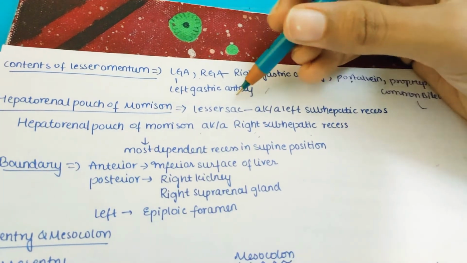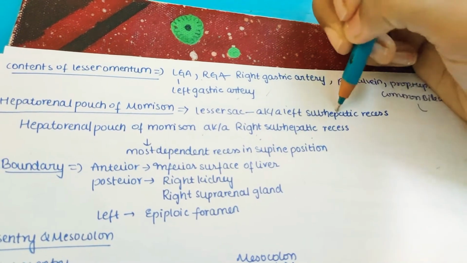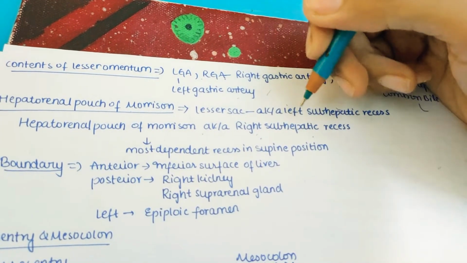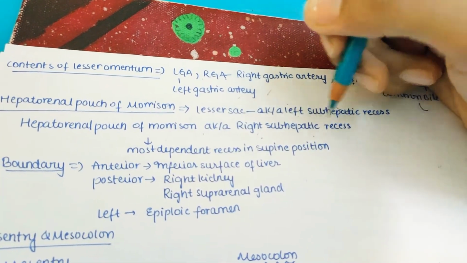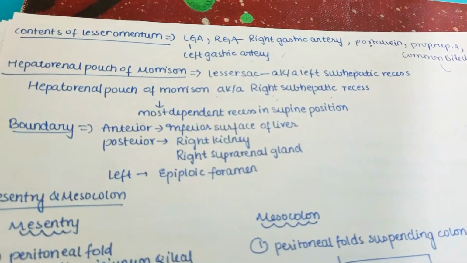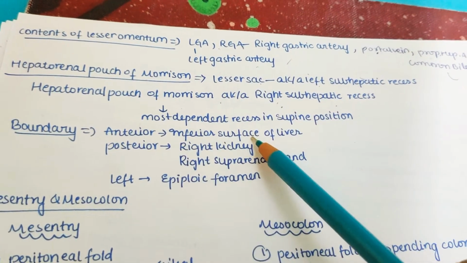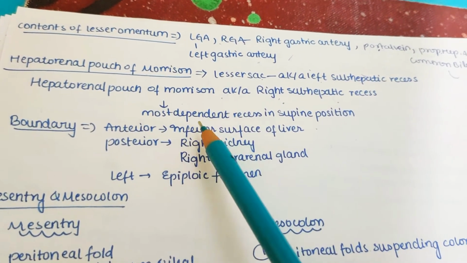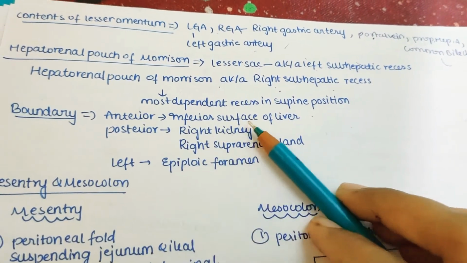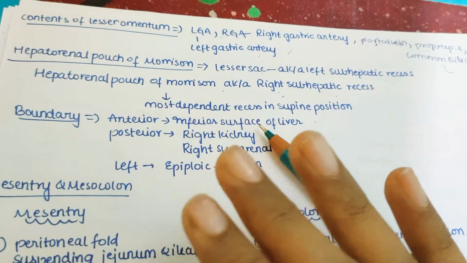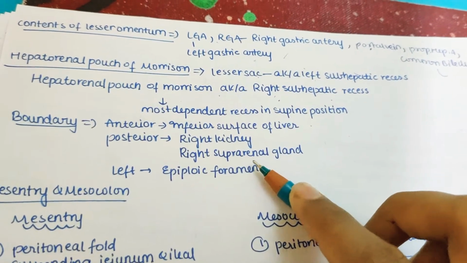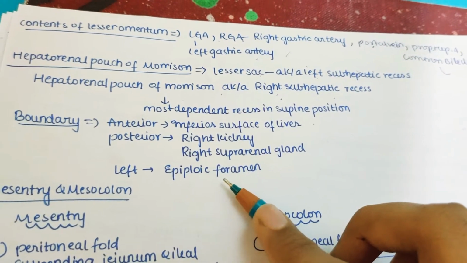Whereas the lesser sac, also known as the left subhepatic recess, is on the left side below the liver; the space you have there is called the left subhepatic recess, that is, the lesser sac. And this hepatorenal pouch of Morrison is the most dependent recess in the supine position. So it is the most dependent space. If you see the boundaries, anteriorly it has the inferior surface of the liver, on the posterior side it has the right kidney and right suprarenal gland, and on the left side it has the epiploic foramen.